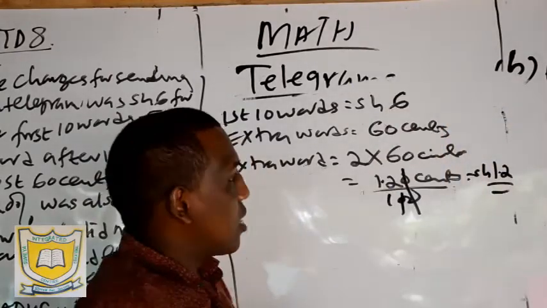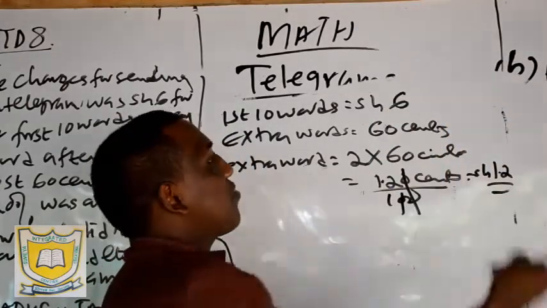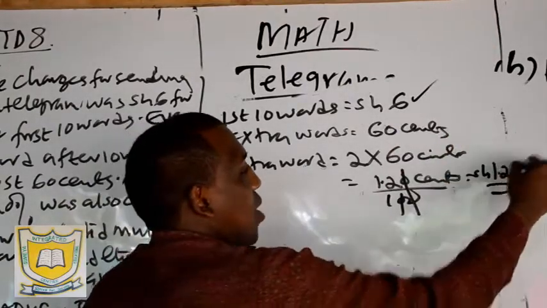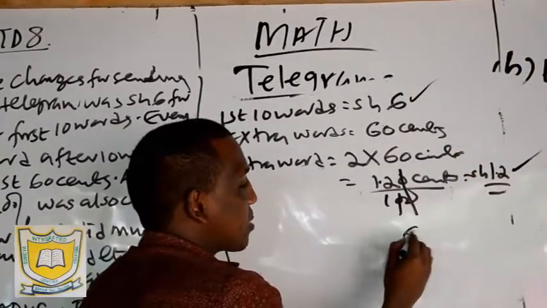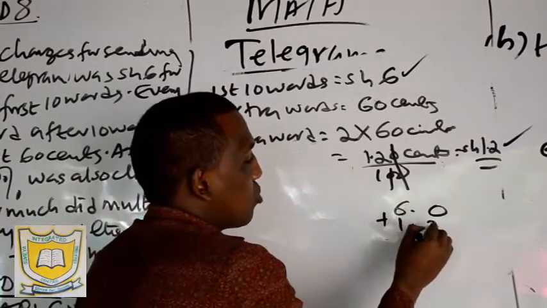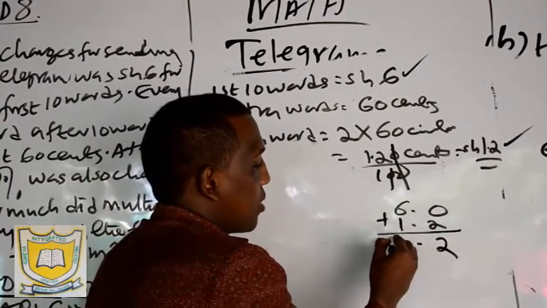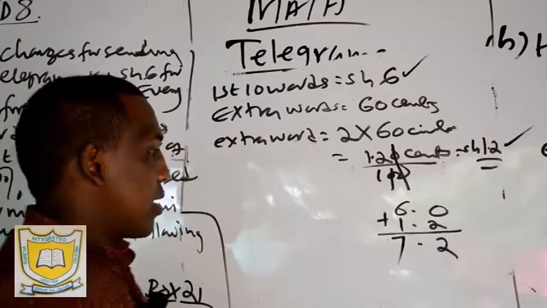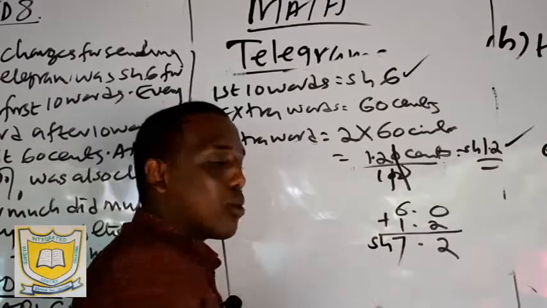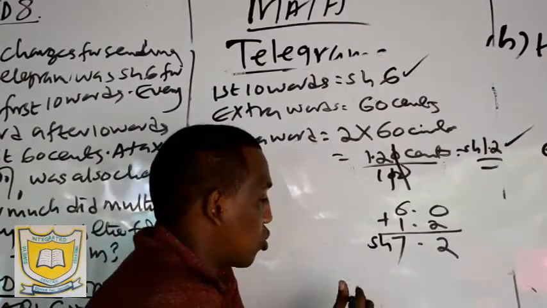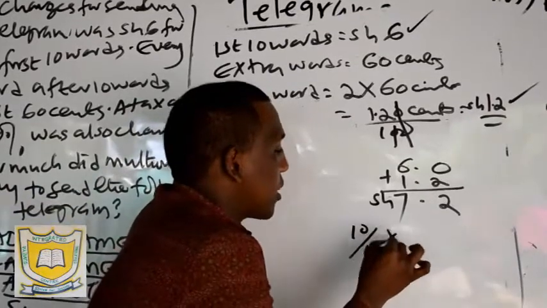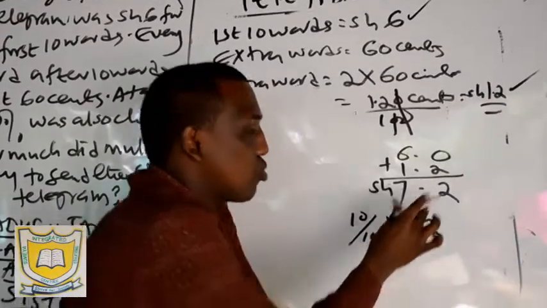That's how we get it. What do we do now? We add the two amounts. The first 10 words, 6 shillings. Extra words, 1.2. We add 6.0 plus 1.2, so you get 7.2. That is the total amount. A tax of 10% was charged on the total. 10 over 100 times 7.2, the total amount.